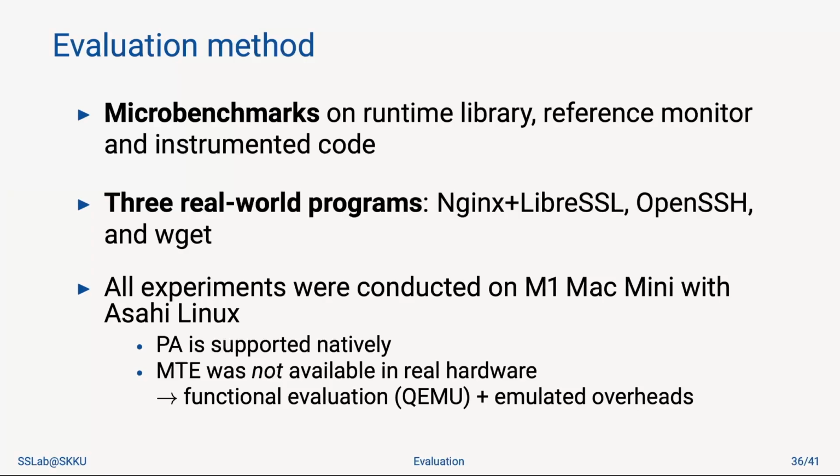For the evaluation of Capacity, we perform micro-benchmarks on the runtime library, the reference monitor, and the instrumented code. We ported 3 real-world programs to use Capacity and use Capacity to enforce fine-grained domain-based isolation. All experiments are conducted on an M1 Mac Mini using the ARM Linux, where pointer authentication is supported natively. Since there's no MTE hardware at the moment, we rely on QEMU for functional correctness and emulate the overhead.